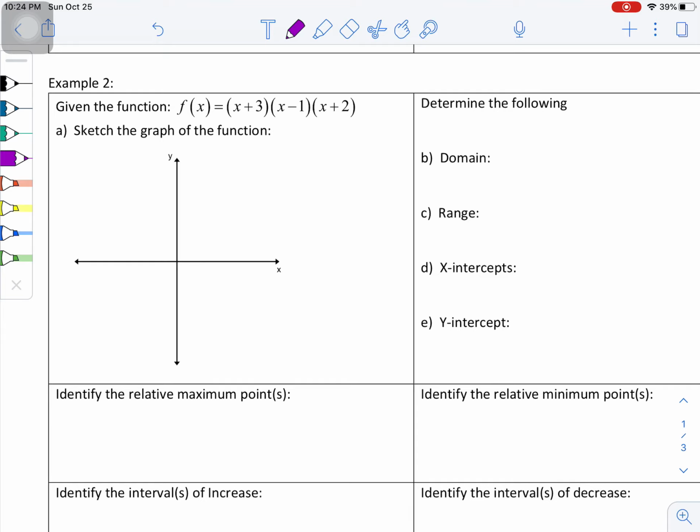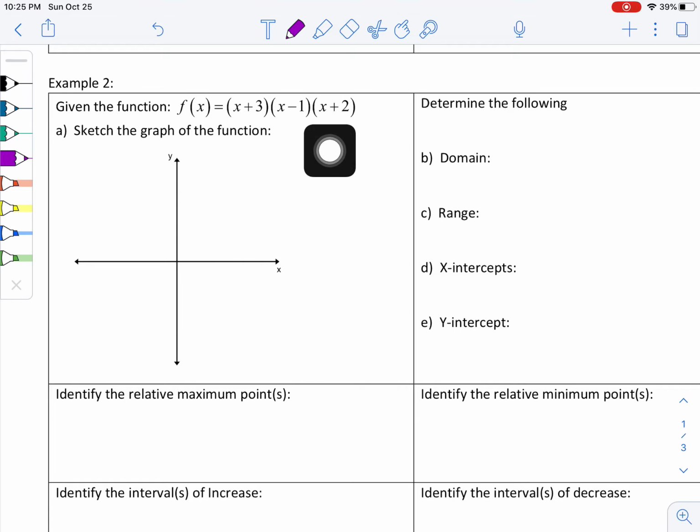You're right, except when we take a linear expression times another linear expression times another linear expression, so first degree times first degree times first degree, we actually end up with a third degree polynomial. It's not trinomial, try it again, a cubic function.